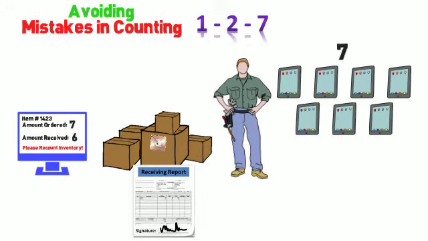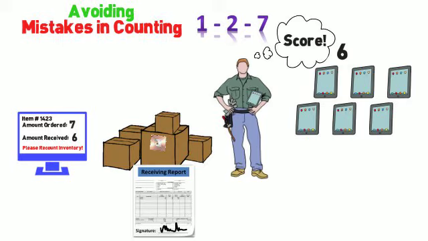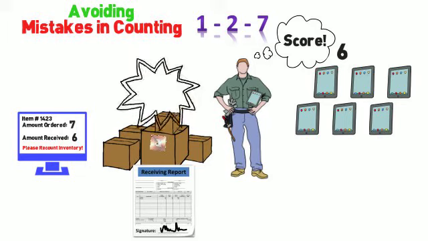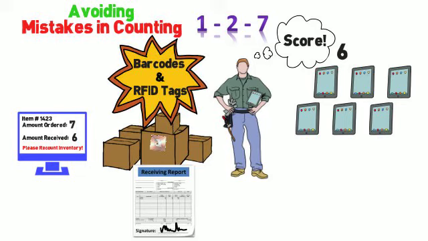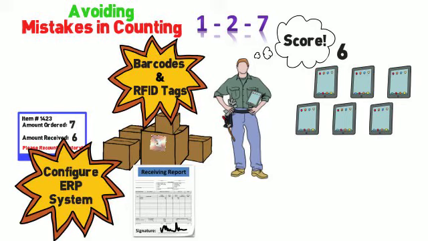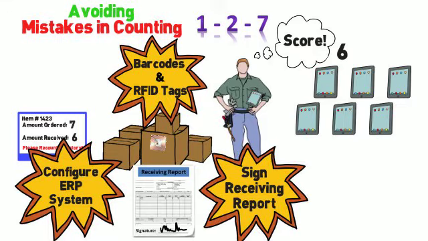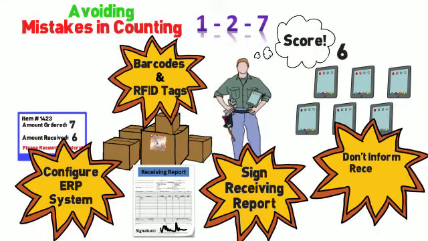For example, if 7 iPads come in and only 6 were ordered, then Bob can go home with an iPad and no one would be the wiser. So you can use barcodes or RFID tags, configure your ERP system to catch discrepancies, require receiving employees to sign a receiving report, and avoid informing receiving employees of quantities ordered.